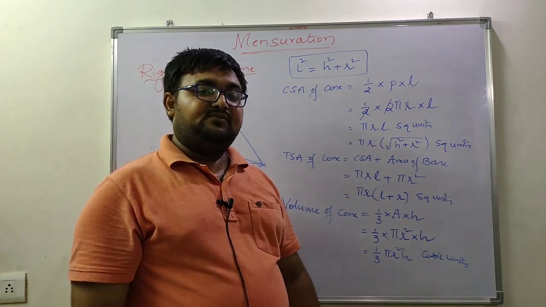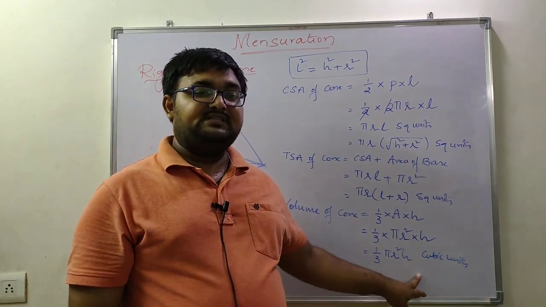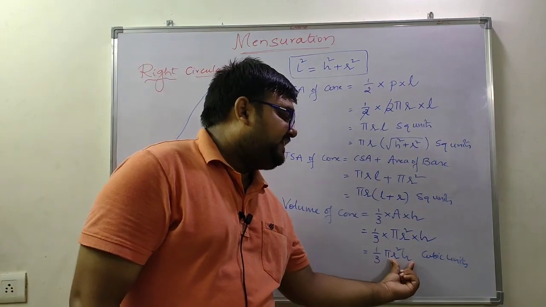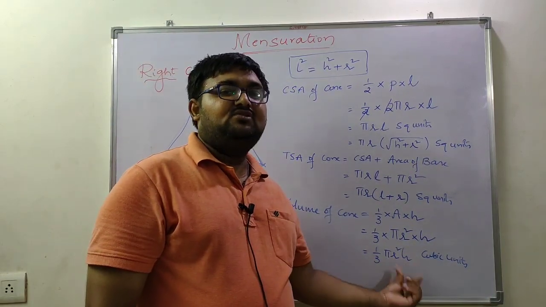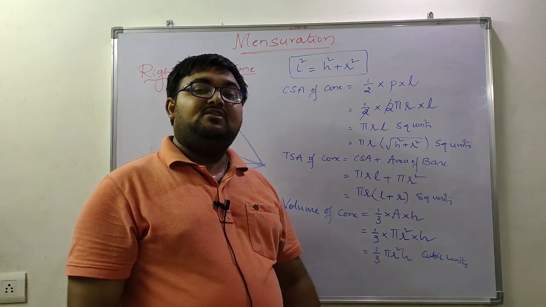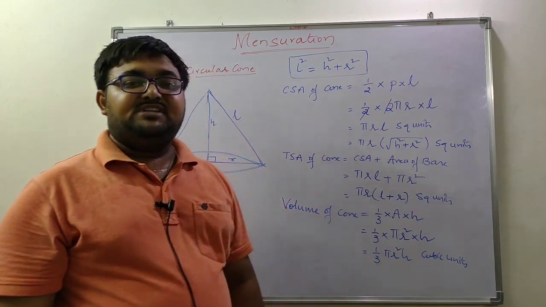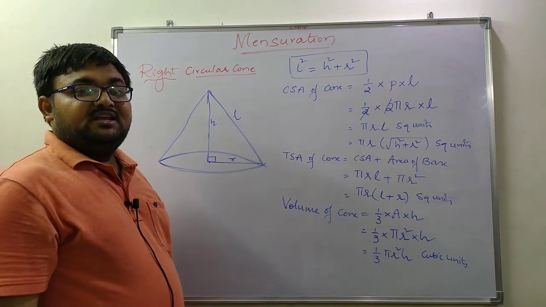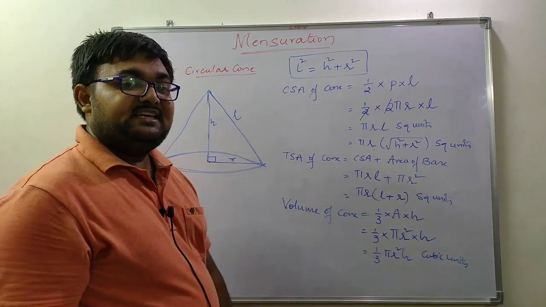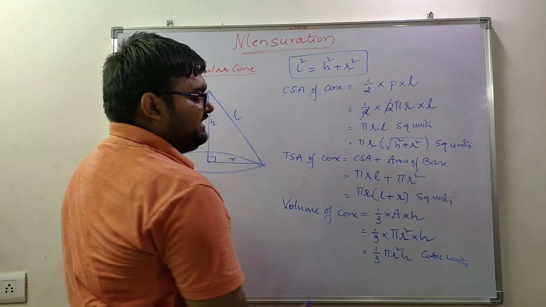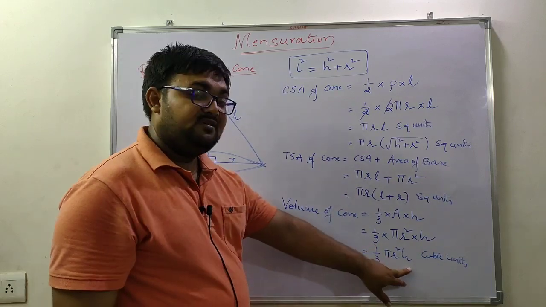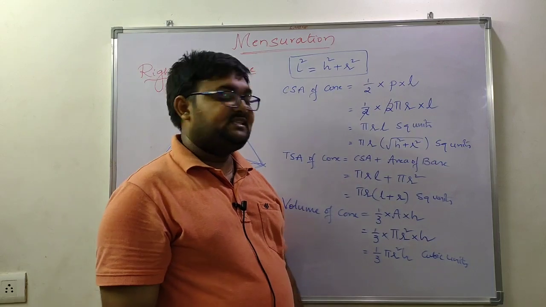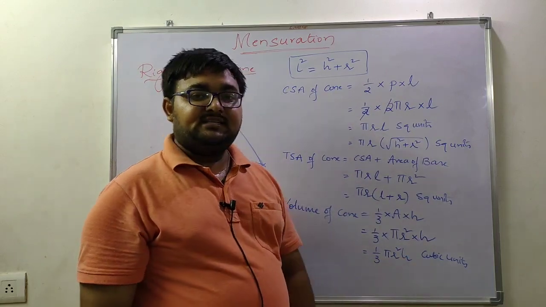So then volume of cone is nothing but 1/3 of pi r square h. And here you can observe this. So pi r square h is the formula of which particular object? So from this, what we can say is, volume of cone is equal to 1/3 of pi r square h, and pi r square h is nothing but the volume of a cylinder which is having height h and radius r.